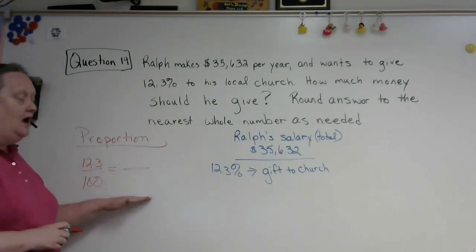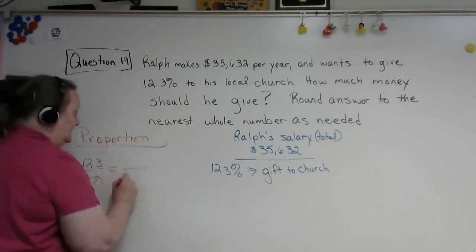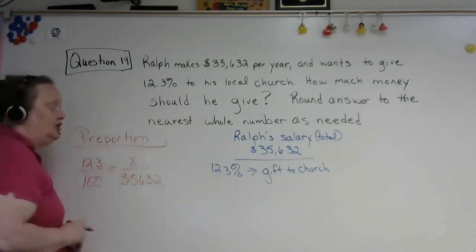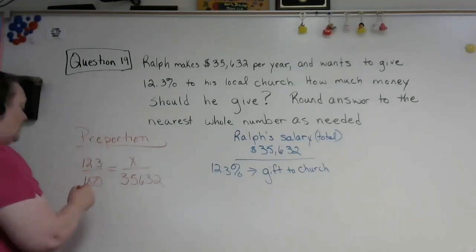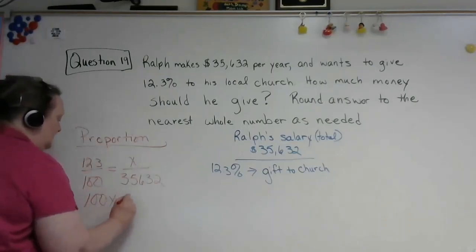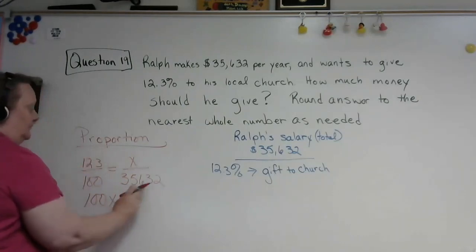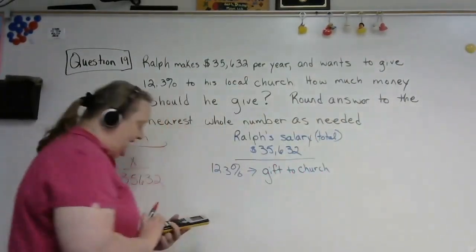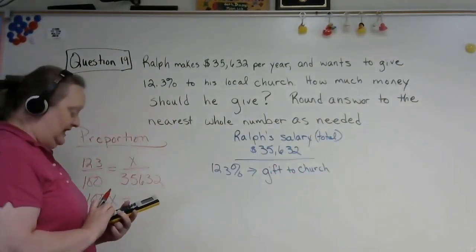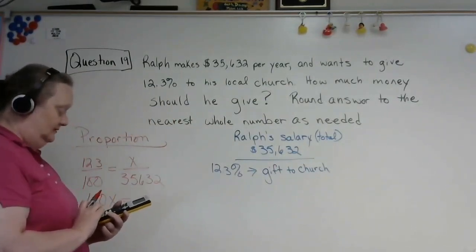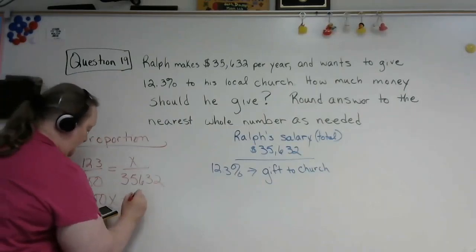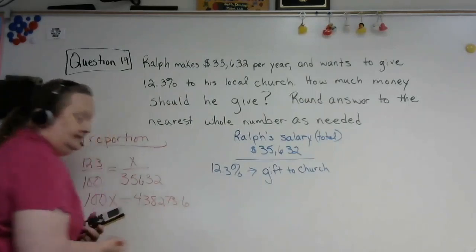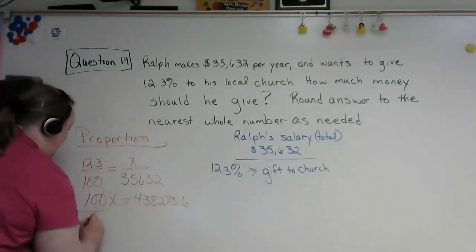Then we want the part and the whole. In this case, our whole is the 35,632, and the part will be his gift to the church, which we'll call X. Then we're going to cross multiply, which would be 100 times X, and then the 12.3 times the 35,632. Let me grab my calculator because I cannot do that multiplication in my head. And when I type that in the calculator, I get 438,273.6.